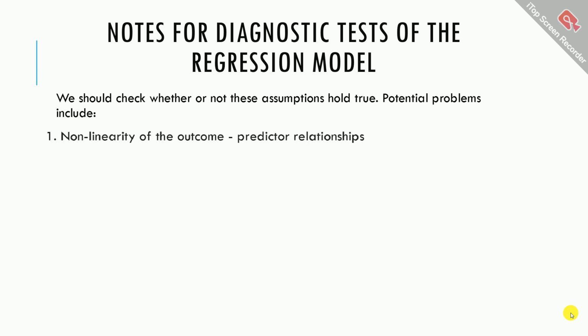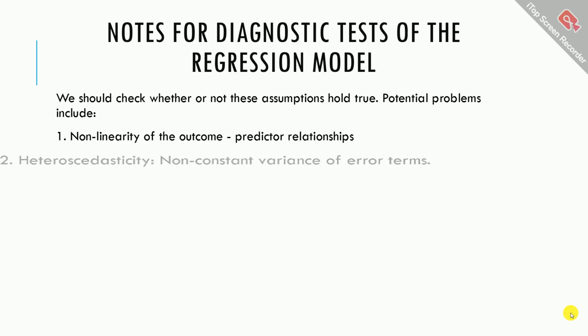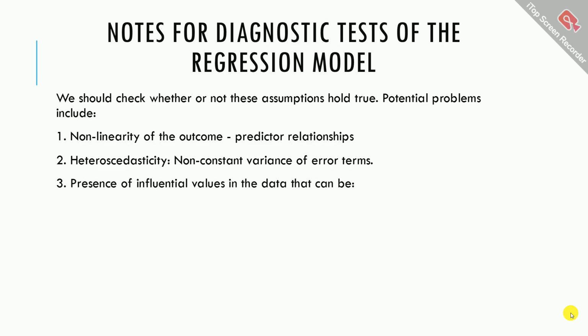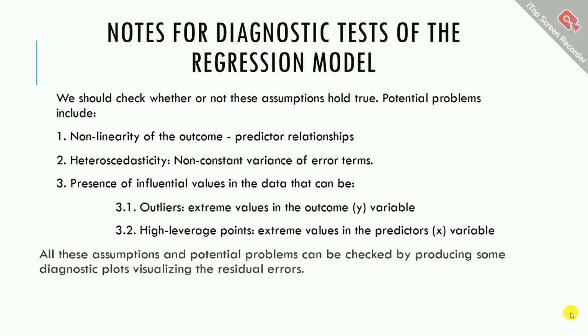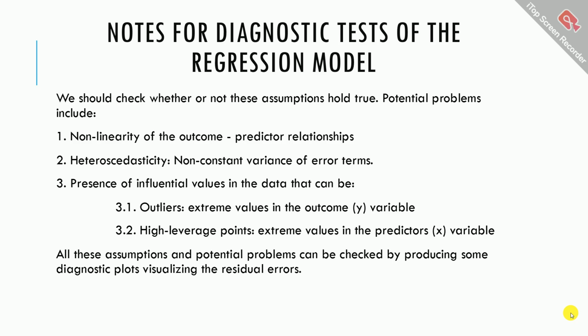Some potential problems that may appear are non-linearity of the outcome-predictor relationships, heteroscedasticity, that is non-constant variance of error terms, and the presence of influential values in the data that can be due either to outliers or to high leverage points. All these assumptions and potential problems can be checked by producing some diagnostic plots to visualize the residual errors.